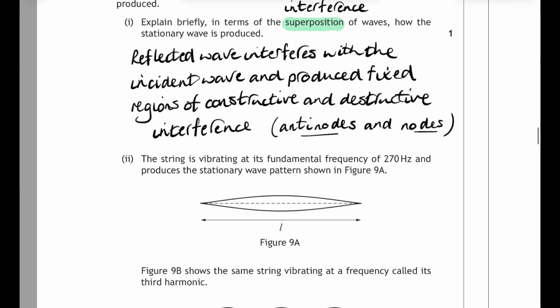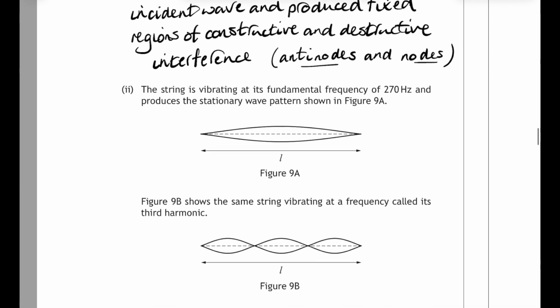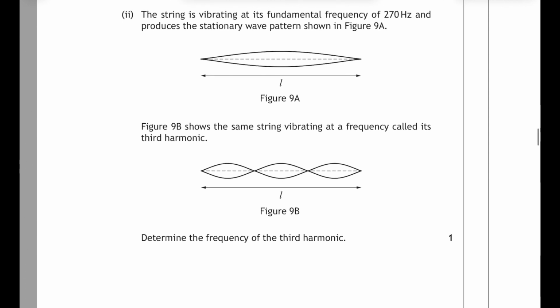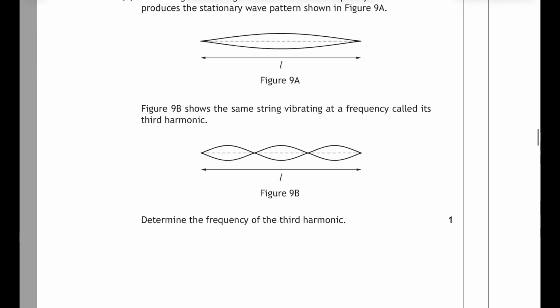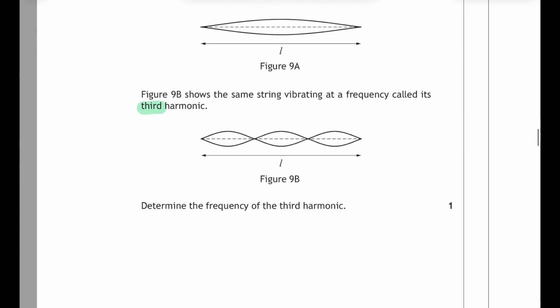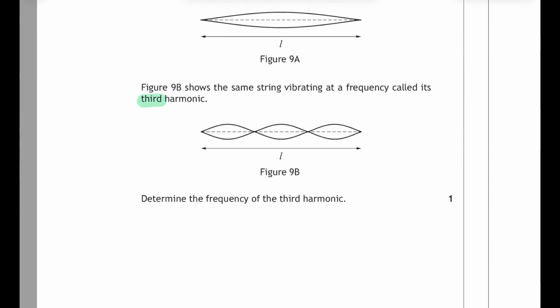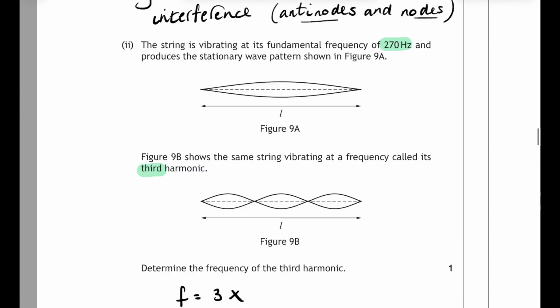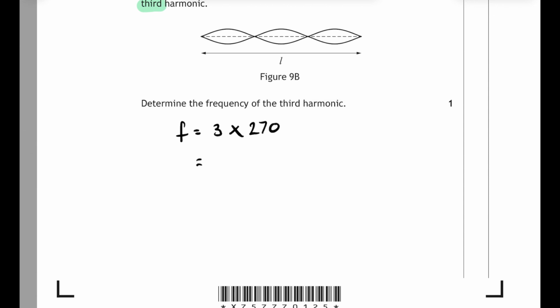And in 9 part C part 2, the string is vibrating at its fundamental frequency of 270 Hz and produces a stationary wave pattern as shown in figure 9A. Figure 9B shows the same string vibrating at a frequency called the 3rd harmonic, and we have to determine the frequency of that 3rd harmonic. Well, the wavelength is 3 times smaller, so the frequency will be 3 times greater for the same wave speed. So the frequency will be 3 times the fundamental. The fundamental was 270 Hz, so 3 times 270 gives us an answer of 810 Hz.